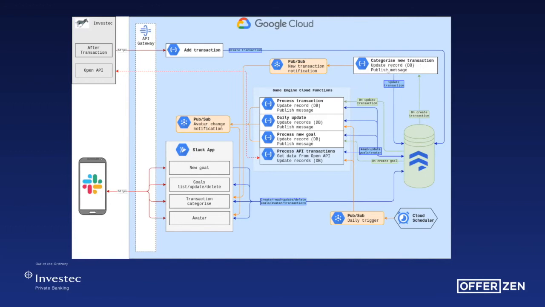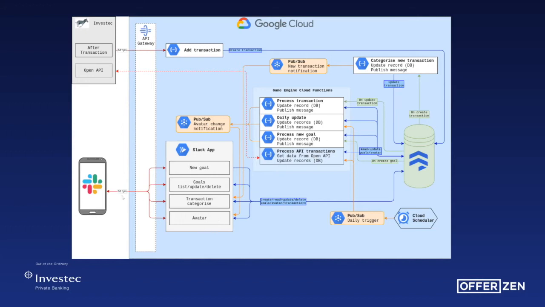So now when a transaction was categorized, either through Slack or using the cloud function that categorizes transactions, that triggers the game engine cloud function. So the transaction will then be processed. So we determine if your avatar takes a hit, if the avatar has to level up or down, what your XP looks like, what your HP looks like, stuff like that. And then it sends a notification via PubSub that your avatar has been updated, which then triggers a notification to Slack again.